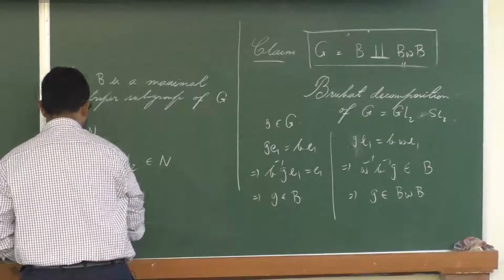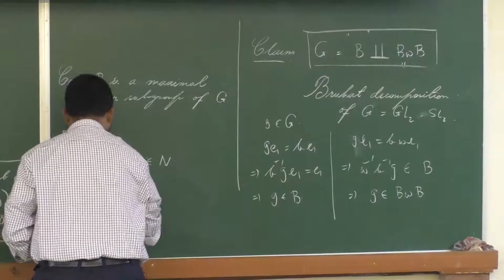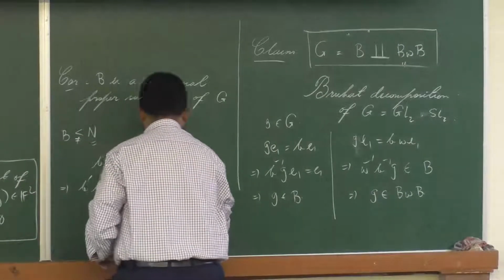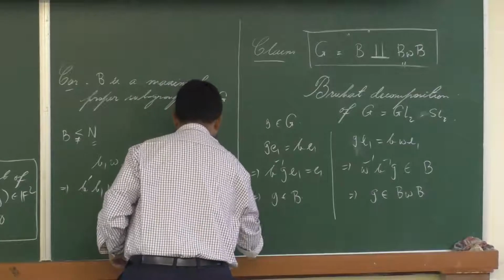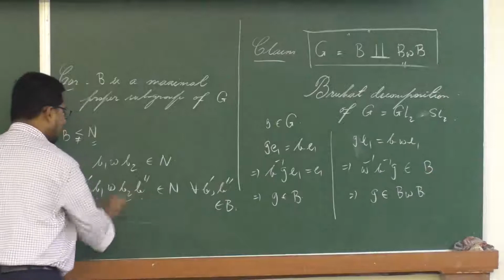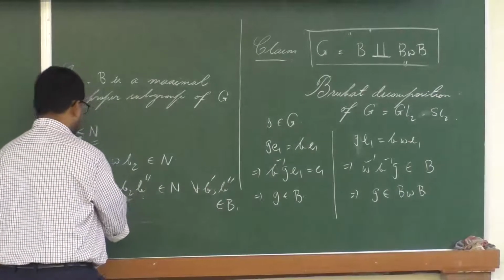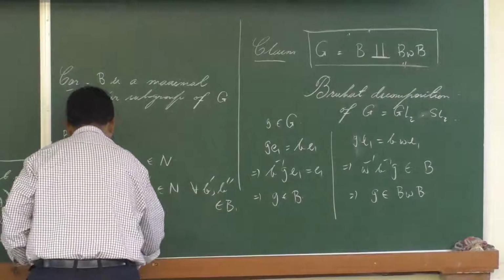Now it implies that since N contains B, so every B prime contains N, for every B prime and B double prime belonging to B, because this is in N and these elements are also in N. Now when b1 and b2 are fixed, multiplying by arbitrary b prime and b double prime, we in fact get all.